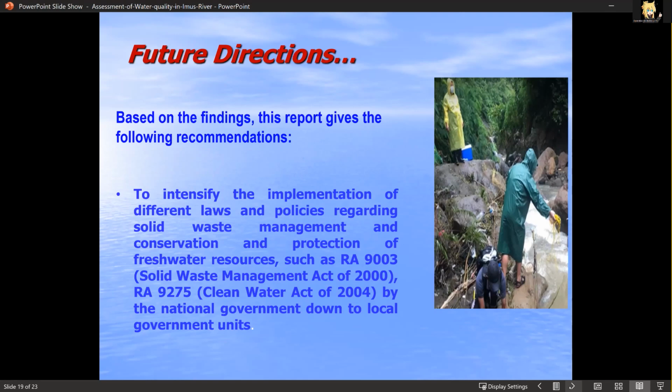So future direction based on the findings, this report gives the following recommendations. One is to intensify the implementation of different laws and policies regarding solid waste management and conservation and protection of freshwater resources. So we have so many laws in the Philippines, Republic Act 9003, or what we call the Solid Waste Management Act of 2000, the RA 9275, Clean Water Act of 2004. These need to be implemented by the national government down to the local government units.